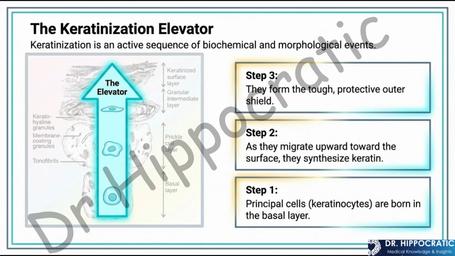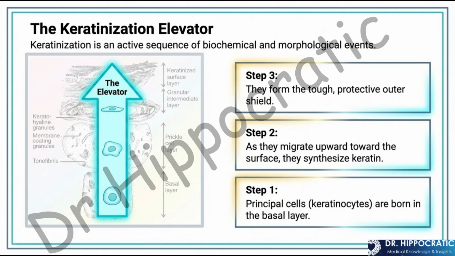Slide 9 is titled The Keratinization Elevator. The subtext reads, keratinization is an active sequence of biochemical and morphological events. The visual here overlays a massive glowing upward-pointing arrow onto our layer cake, labeled the elevator. Let's break down the steps. Let me read the step-by-step breakdown. Yeah. Step 1. Principal cells, keratinocytes, are born in the basal layer. Step 2. As they migrate upward toward the surface, they synthesize keratin. Step 3. They form the tough, protective outer shield.